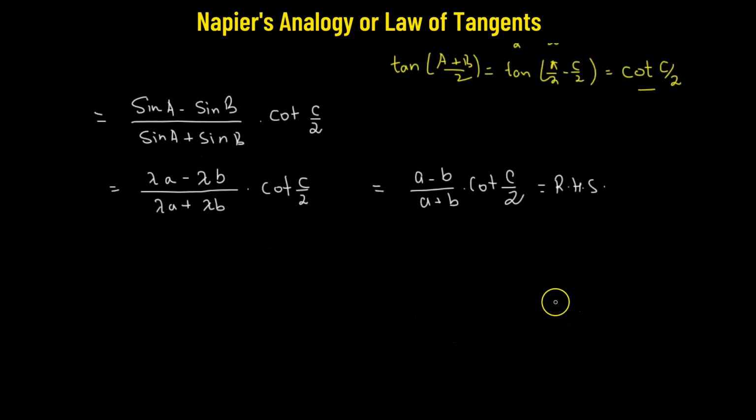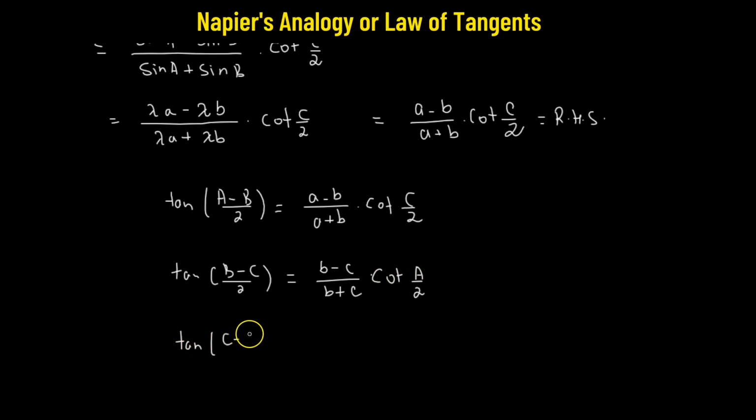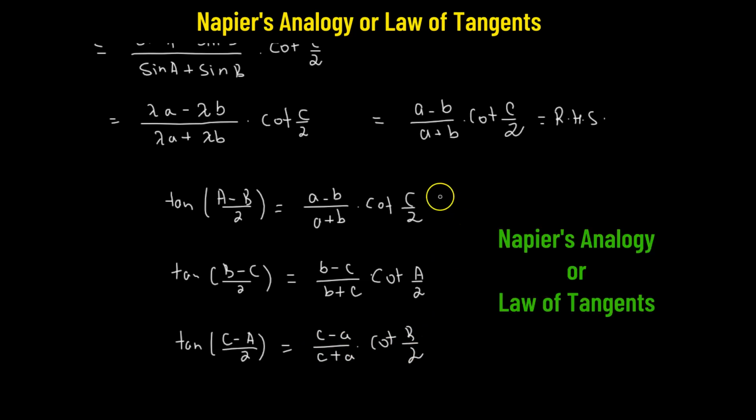So hence, we have successfully shown that the tangent of (A minus B) over 2 is equivalent to (a minus b) over (a plus b) multiplied to cotangent of C over 2. Similarly, the other two can also be proved. If we have tangent of (B minus C) over 2, then on the right hand side we're going to have (b minus c) over (b plus c) multiplied to cotangent of A over 2. And the third analogy will be tangent of (C minus A) over 2, which equals (c minus a) over (c plus a) multiplied to cotangent of B over 2. So this is the Napier's analogy, also sometimes referred to as the law of tangents.